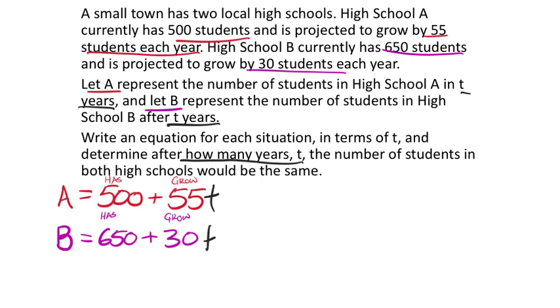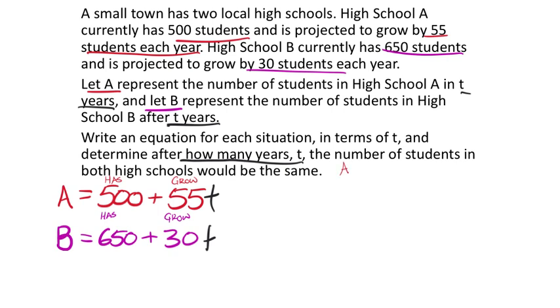So we have the 2 equations, and that's our first part, right? Write an equation for each situation in terms of T. We did it. The next thing we got to do, though, is figure out when the number of students in high schools would be the same. So here's what we're going to do. I'm going to rewrite a new equation.